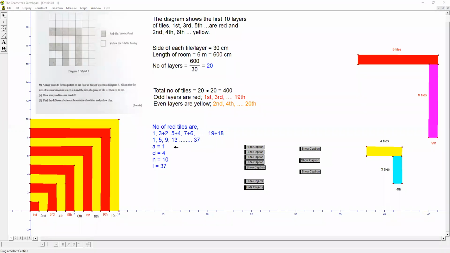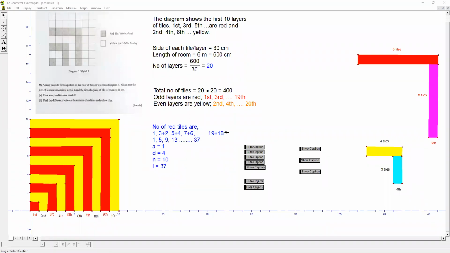So now this is the number of tiles: 1, 3 plus 2, 5 plus 4, 7 plus 6, until the last one. Now we know that it is alternate red, yellow, red, yellow. Now we start with red. There are an even number of tiles. The last one is an even number, the 20th layer, so the 20th one must be yellow.